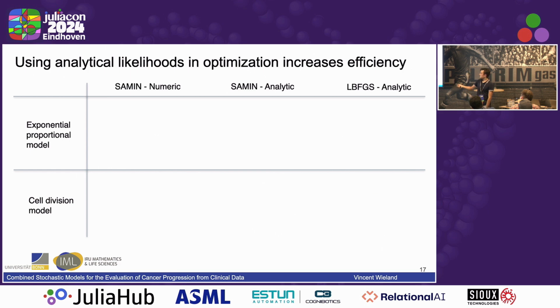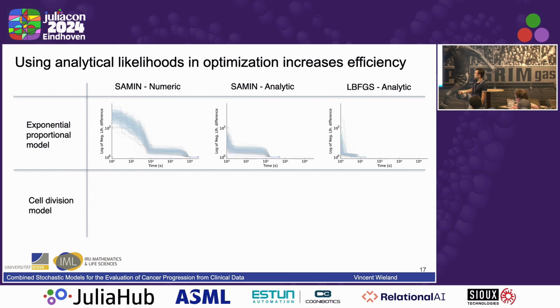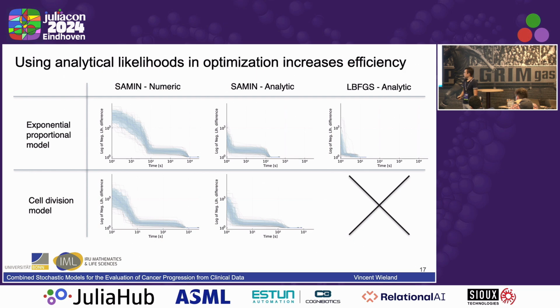Obviously, this then translates also into optimization. So we use simulated annealing on the numeric and the analytic likelihoods, and LBFGS if we have gradients. And if you look at the optimizer traces, we really see how they cut down, from 10,000 seconds, so nearly 2 hours, to 10 seconds for the exponential proportional model, which is quite nice because then you can do a lot more in practice than just always waiting. For the cell division model, we don't have gradients, so we don't get the huge speed up. We're working on the gradients here. But still, getting nearly 1 order of magnitude means really reducing the time we have to wait.